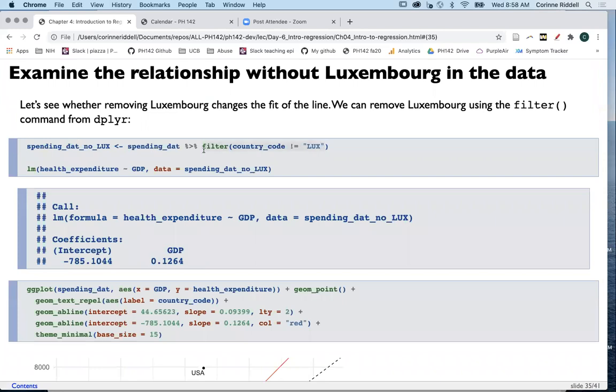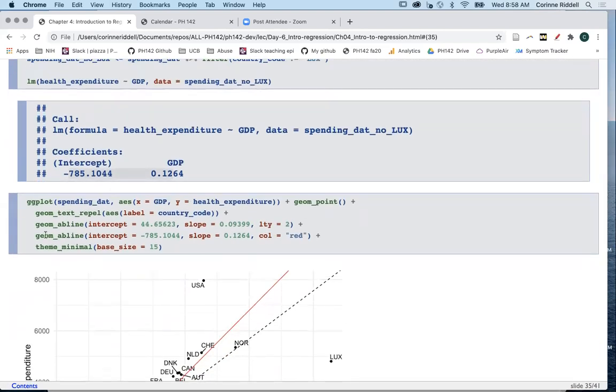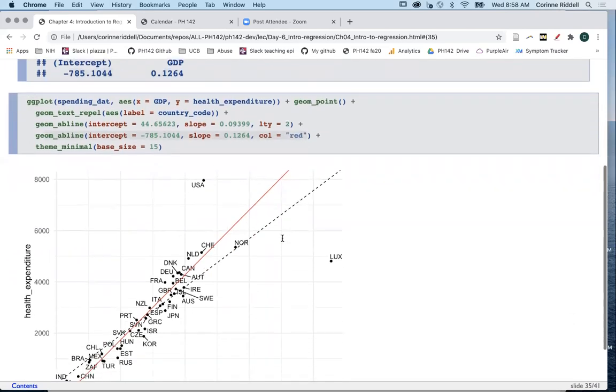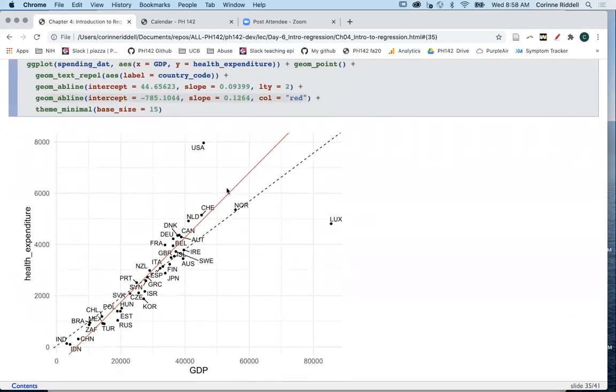So I can filter those data so that Luxembourg is no longer there, make a new data set without Luxembourg, make a new model on the data without Luxembourg, and then we update our intercept and slope and add that line to the data and make the updated line change its color. So now this is the line without Luxembourg.